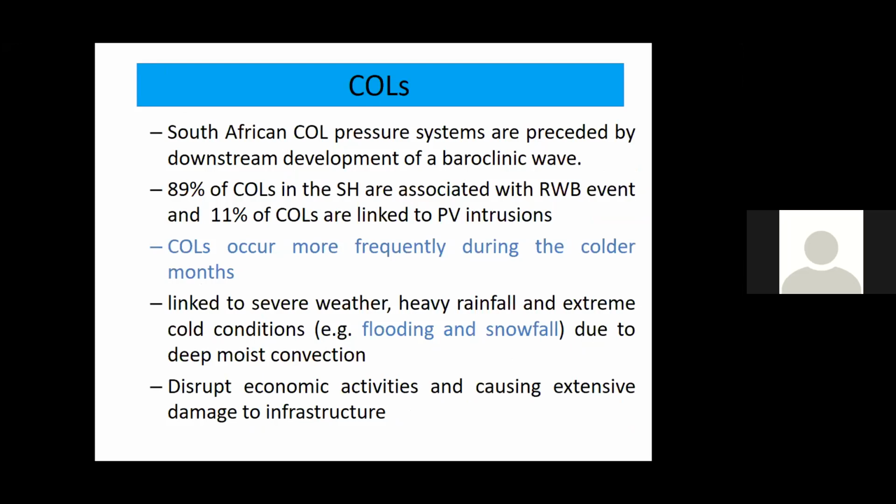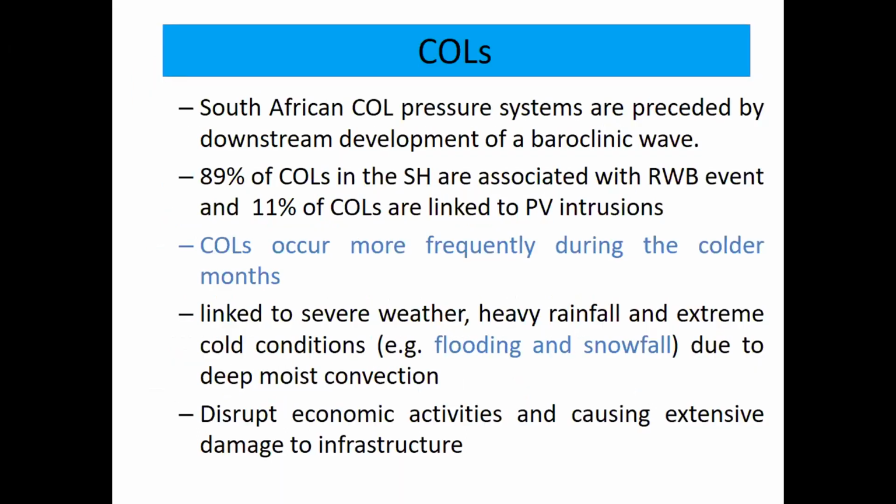We also need to note that cutoff lows tend to occur more frequently during the colder months. And as I said before, they are linked to severe weather, heavy rainfall, extreme cold conditions such as snowfalls, and also flooding in some instances. And this is mainly due to their characteristics of having deep moist convection happening when they do occur.